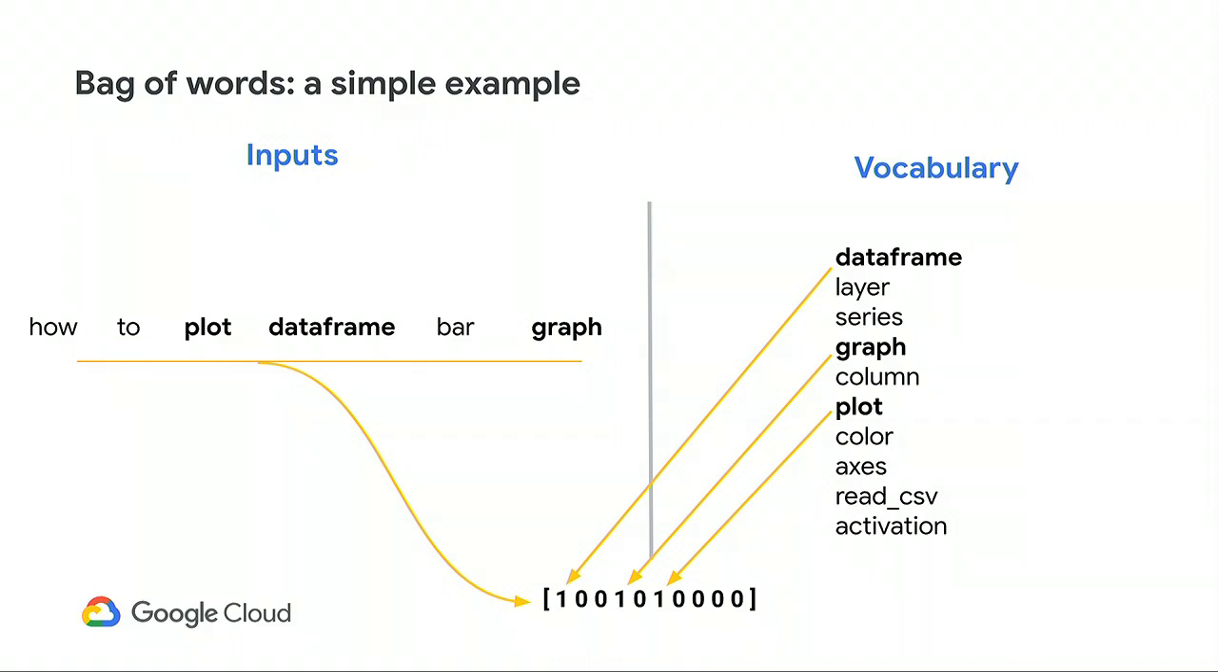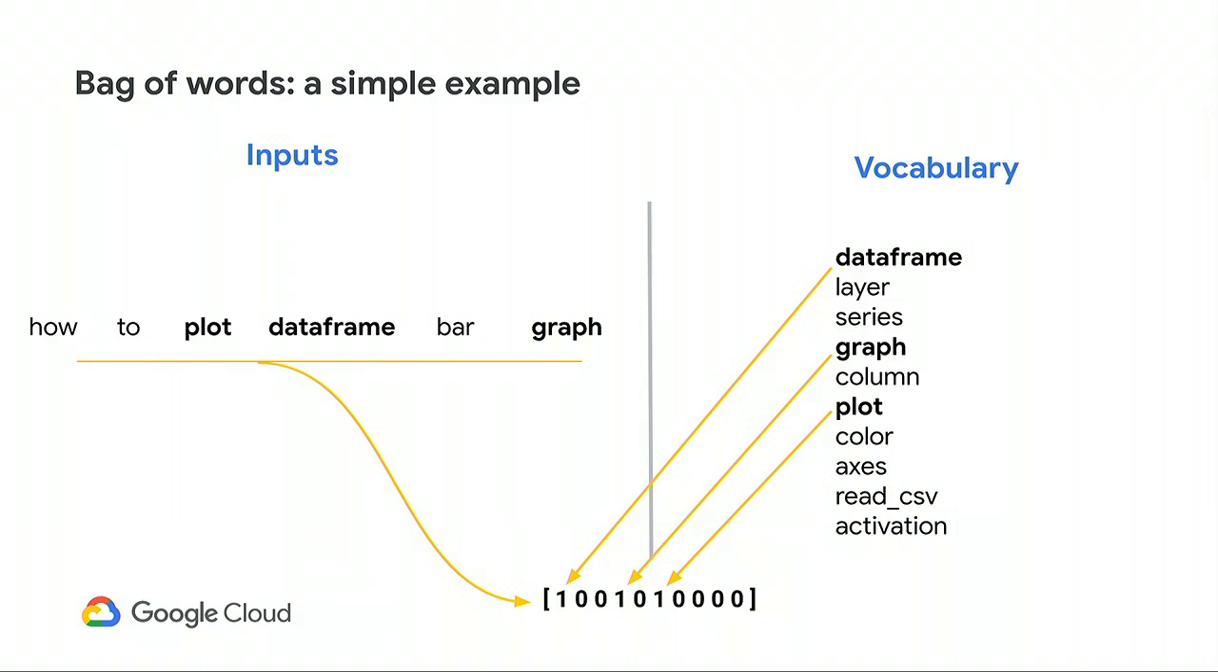We can encode that sentence based on the position within our vocabulary. So our vocabulary is going to be ordered. And so we see, in this sentence, there's the word data frame. It happens to be the 4th word, but we're going to say that it's going to turn on the first bit in our array, because data frame is the first word in our vocabulary. It's the first word we learned ever, let's say.